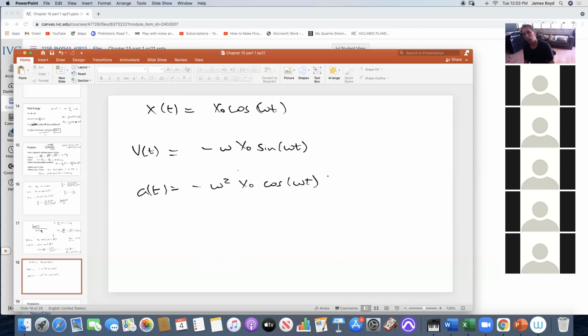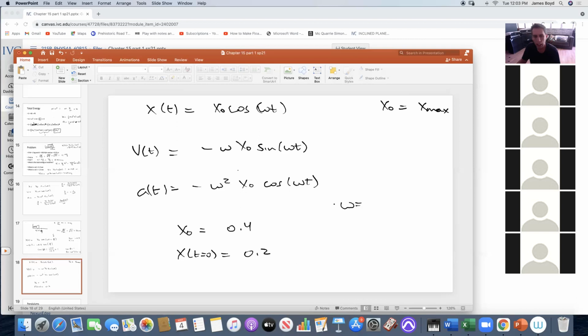So for a block, if you start at x max, the initial x naught is your x max. But what if you don't start there? Okay. So what if we're not starting there? What if instead we know that x max is 0.4, say, but our initial x position, x when t is equal to 0, is only 0.2.